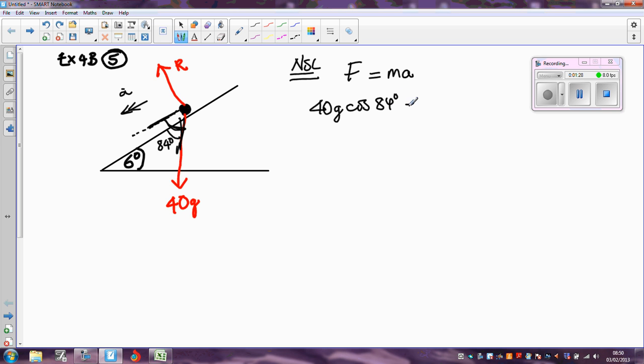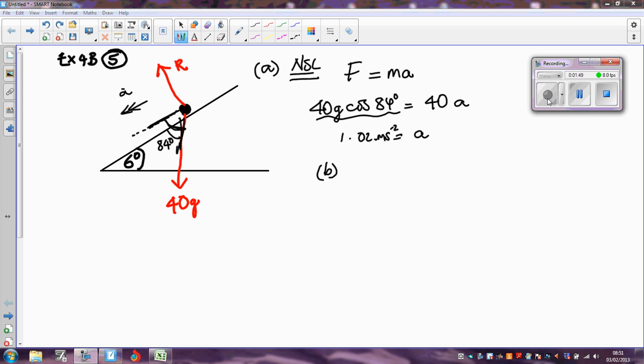And that resultant force, that's the only force that's making her move down the slope, is going to be equal to her mass, which is 40 multiplied by the acceleration. And if we want to work out the acceleration, obviously we're going to divide this expression by 40. The acceleration then comes out as 1.02 meters per second squared.